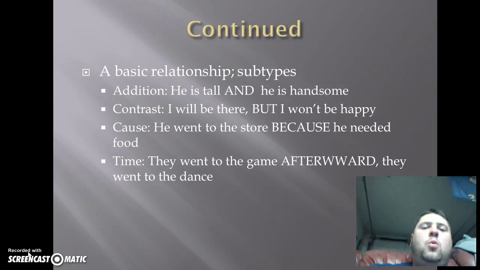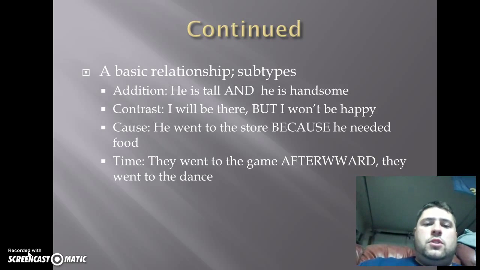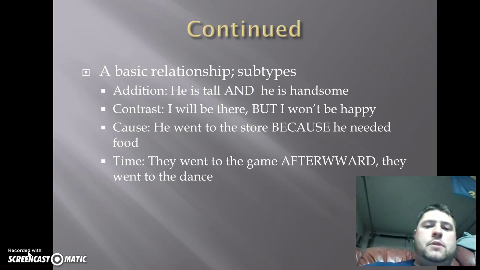As we move on, we're going to understand that the basic relationship has a couple of subtypes, usually four. The first subtype is addition. An example of an addition subtype is, he is tall and he is handsome. As we can see, "and" is the word that combines both sentences. Now a contrast subtype would be, I will be there, but I won't be happy. As you can see, you're contrasting with "but."